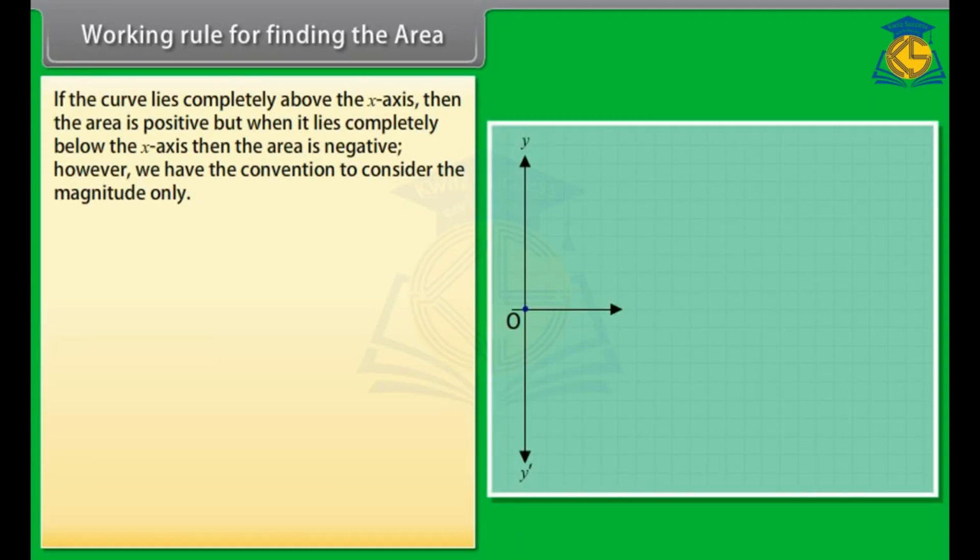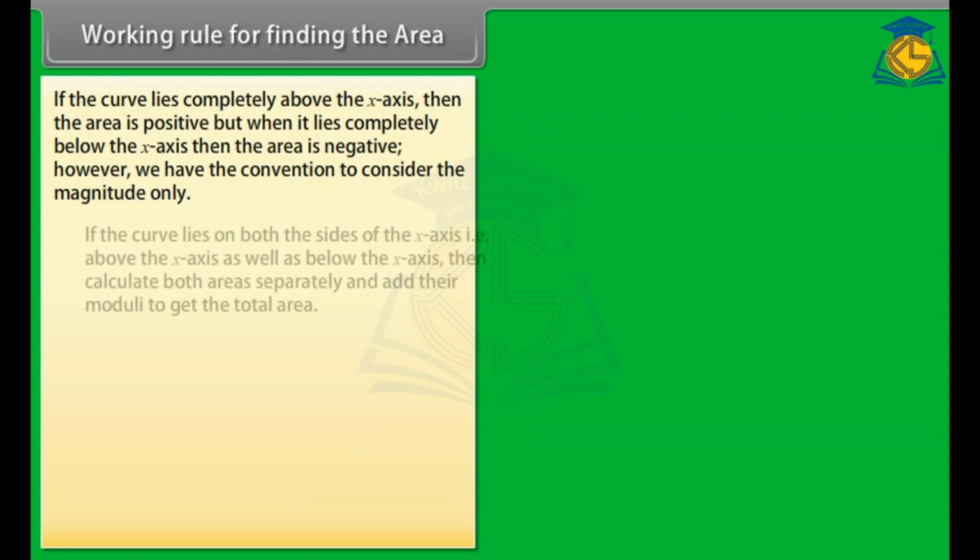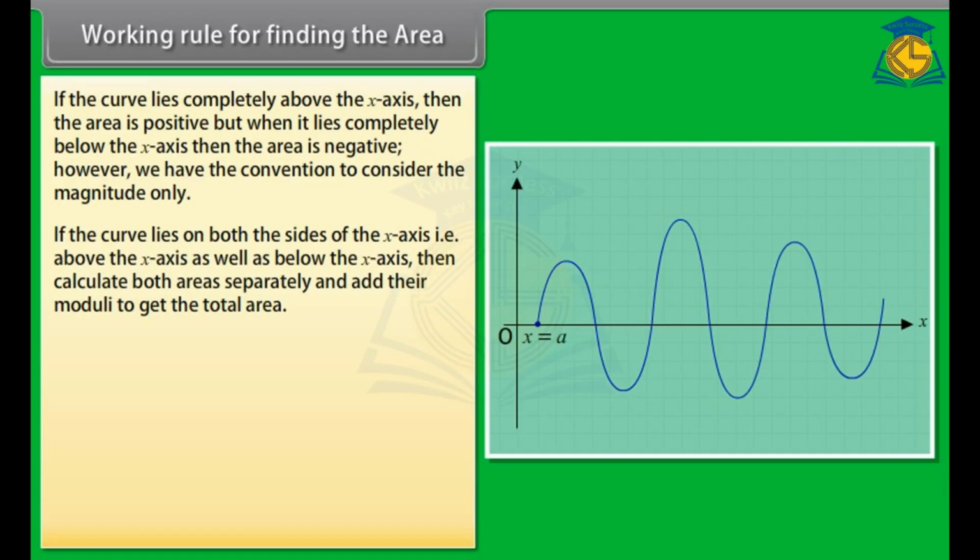If the curve lies completely above the x-axis, then the area is positive, but when it lies completely below the x-axis, then the area is negative. However, we have the convention to consider the magnitude only. If the curve lies on both the sides of the x-axis, that is, above the x-axis as well as below the x-axis, then calculate both areas separately and add their moduli to get the total area.